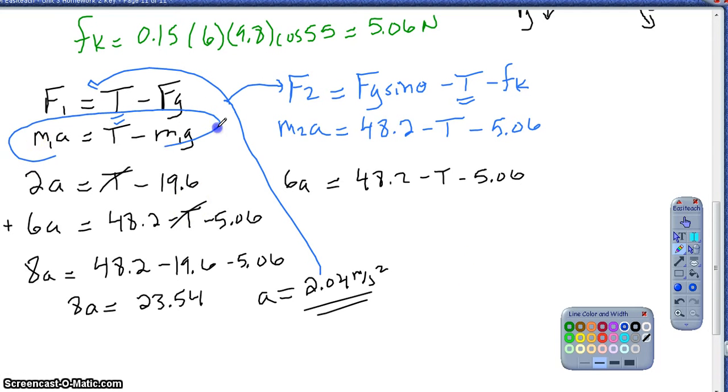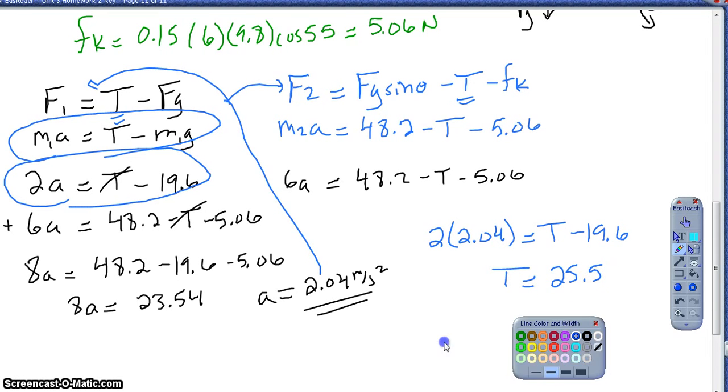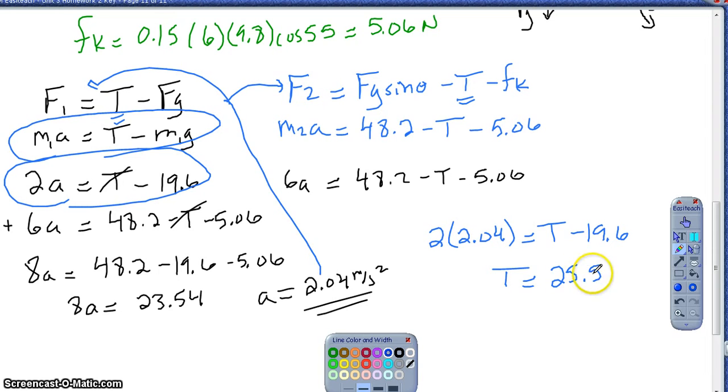I'm just going to use this equation down here because that's the easier one to work with. So 2 times the acceleration of 2.04 equals T minus 19.6, and then solve for T. If I solve for T, I end up getting about 25.5. So I've got that set up, I've solved that out, and I've got my tension.